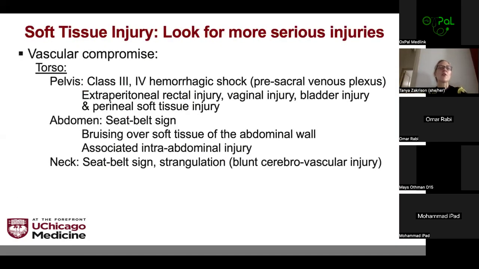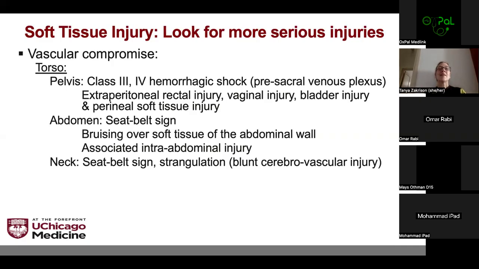So you want to rule out vascular compromise in the torso. Again, this is sort of part of our four on the floor. You're looking for the hemorrhagic shock that's related to your primary survey. So we already talked about pelvis, you're going to have your retroperitoneal hemorrhage. But in addition to vascular compromise, you can have other tissue injuries. I'm going to be worried about extraperitoneal rectal injuries in the pelvis, vaginal injuries for women, bladder injuries, and just perineal soft tissue injuries. So those are injuries that are problematic, but they're not going to kill you immediately. They're not going to cause problems immediately.